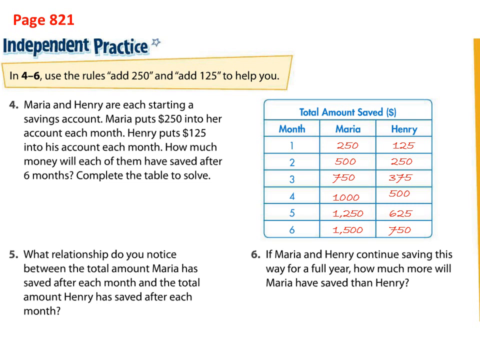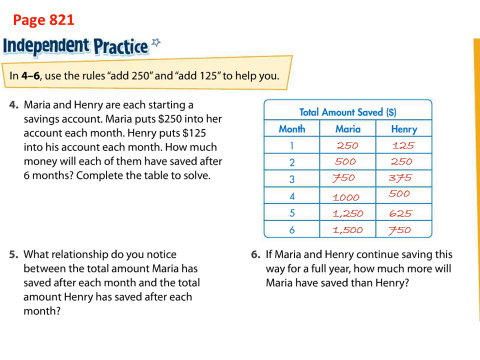Question 5. What relation do you notice between the total amount Maria has saved after each month and the total amount Henry has saved after each month? Now, compare the first row, 250 and 125. What's the relation between 250 and 125? Can you deduce a relation? If you can't, go to the second row. What's the relation between 500 and 250? I think this is clear.